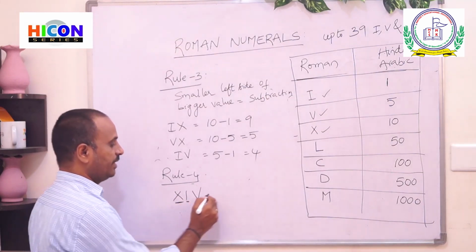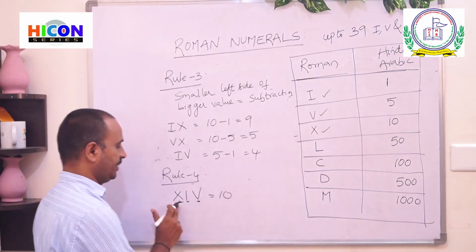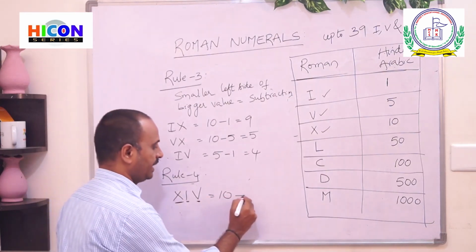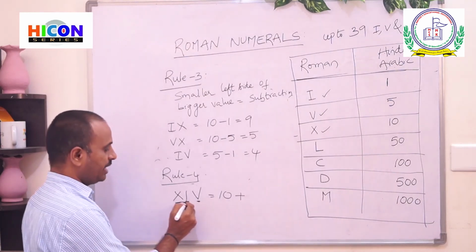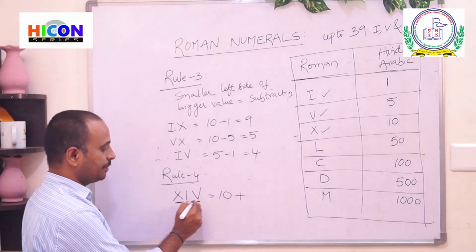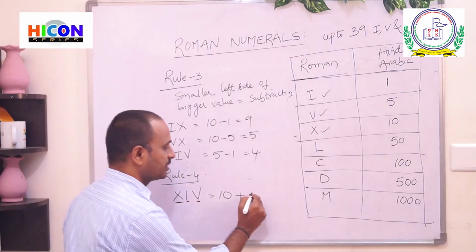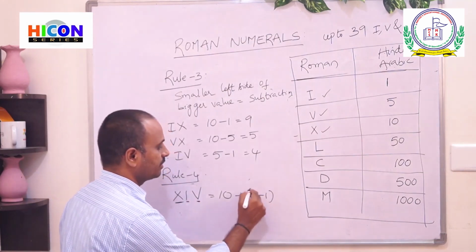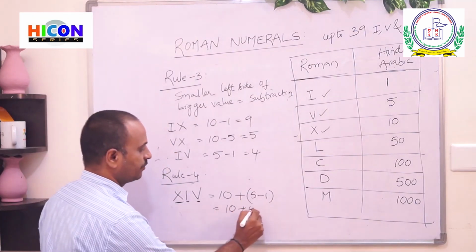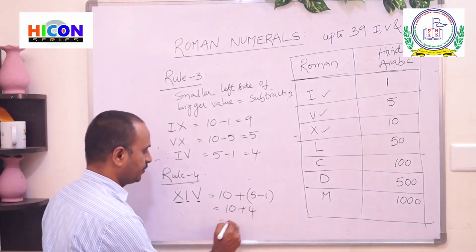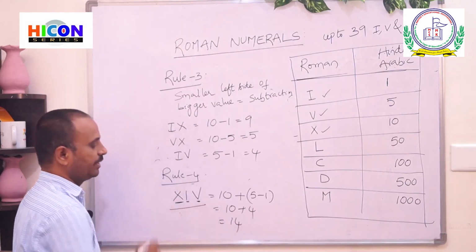So the left side value should be written as the same. X means 10 plus, and V means 5, I means 1. I should be subtracted from V. That means 5 minus 1, which is 4. So that becomes 10 plus 5 minus 1, 10 plus 4 becomes 14. So this value becomes 14.